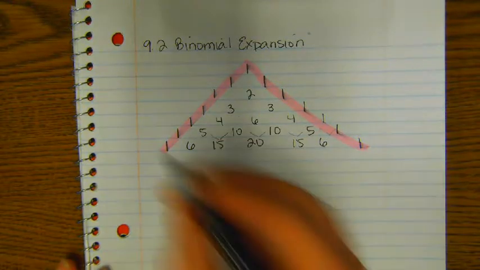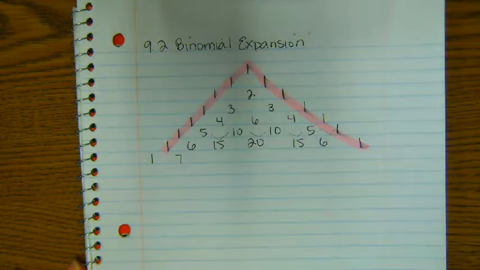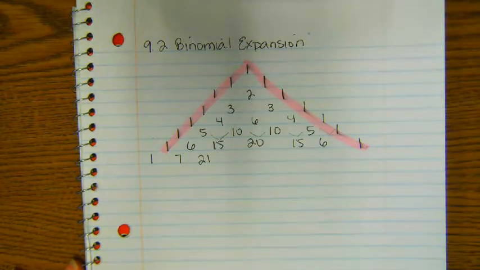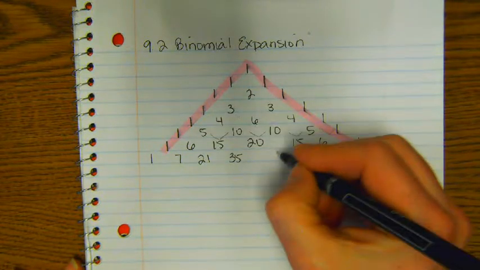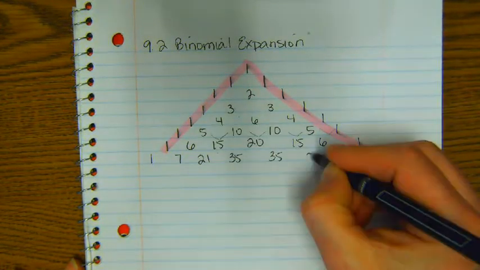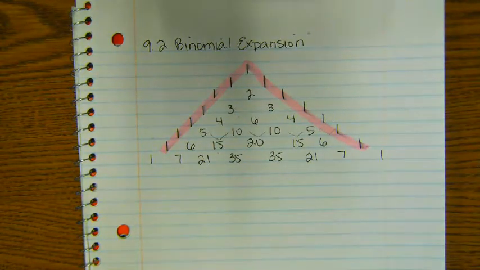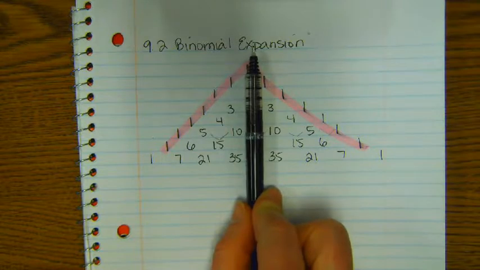1, 7. Tell me. 21. 35. 35. So I'm hoping something else that you see is that there is symmetry in each row. Do you know what I mean by that statement? Okay. If I were to draw a line down the middle, the numbers are symmetrical on either side.